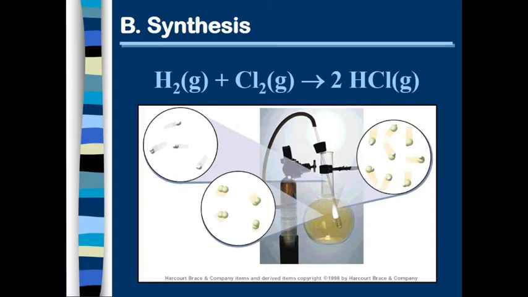It is produced. As I look at the animation or the picture that we have right here, chlorine gas is this yellow-brown colored gas that you see in the flask. Hydrogen is in the lectern bottle right here. So the hydrogen gas is coming out of the hose. It is coming down through here.